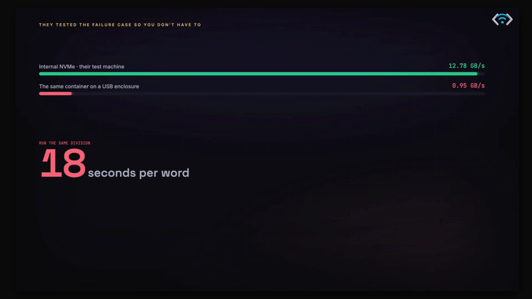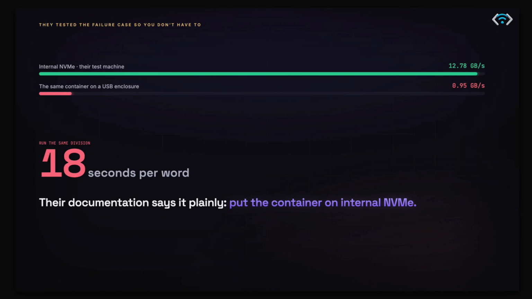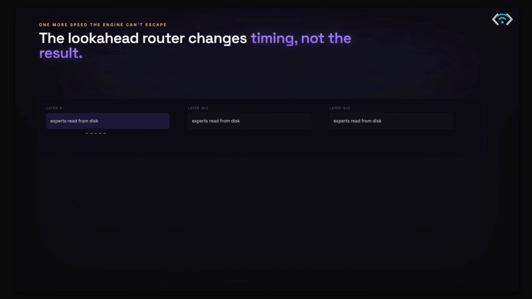They also tested the failure case, so you don't have to. The same container on a USB enclosure managing under 1 gigabyte per second. Run my division on that, about 18 seconds per word. Their documentation says it plainly. Put the container on internal NVMe. Now you know why that sentence is there.